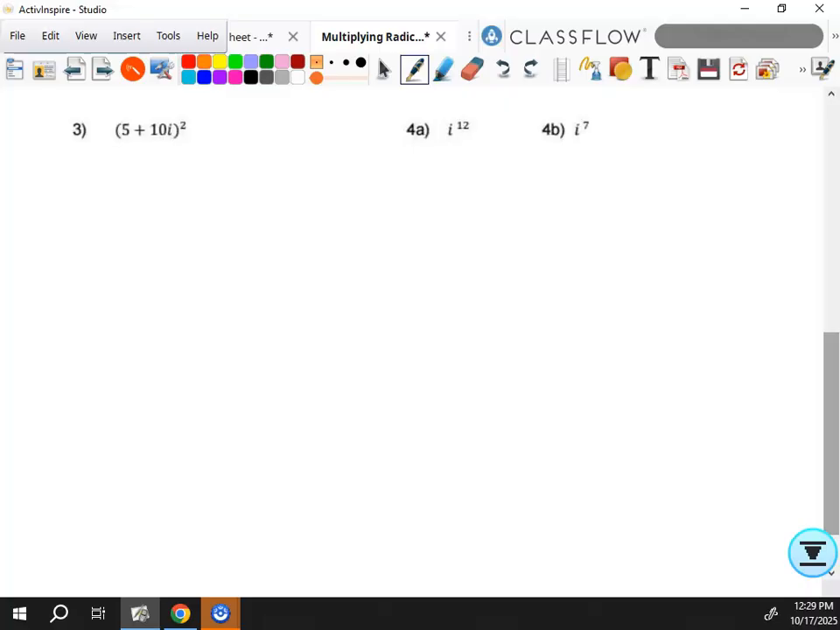Here's what it doesn't equal. This does not equal 5 squared plus 10i squared. That sends you to math jail. You do not get to distribute that squared. Nobody wants to go to math jail. So what we do is we rewrite this: 5 plus 10i times 5 plus 10i. Then we FOIL it.